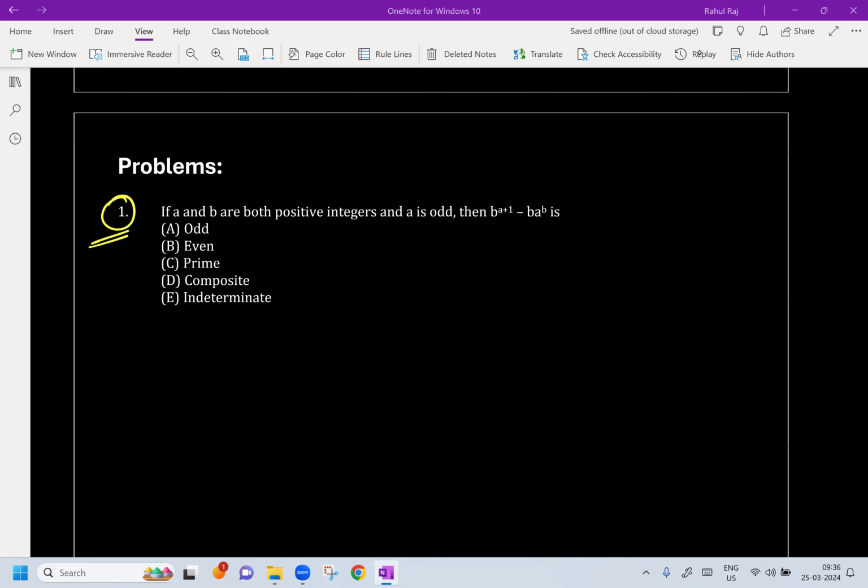Simple index. Actually, I've not attempted this, so please attempt. A and B are both positive integers and A is odd, so this becomes even. But A is odd, and we don't know anything about B technically. So we'll have to check, and take B as even, and also try B as odd, no?